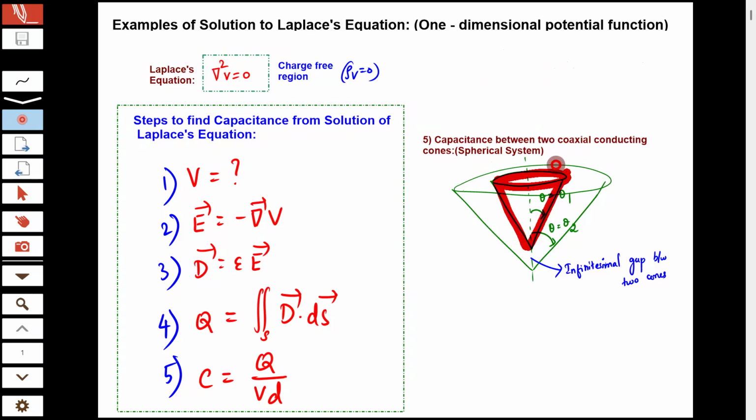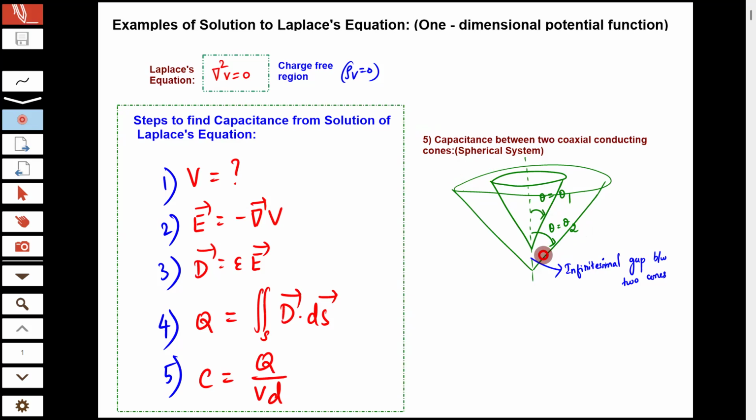So this is the first cone whose axis is the same as the second cone. The two cones have the included angle, which is theta1 and theta2 respectively. This angle theta is the elevation angle in spherical system. So we will be following spherical system of coordinates to find the potential function between these two conducting cones, and also we will be extracting the capacitance between the two conducting cones.